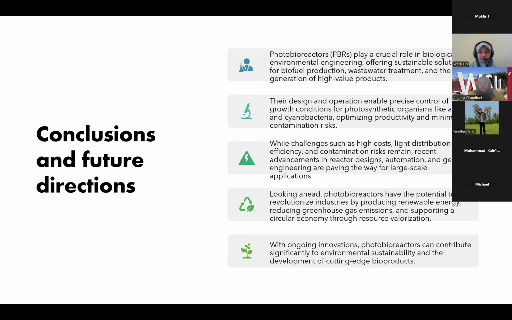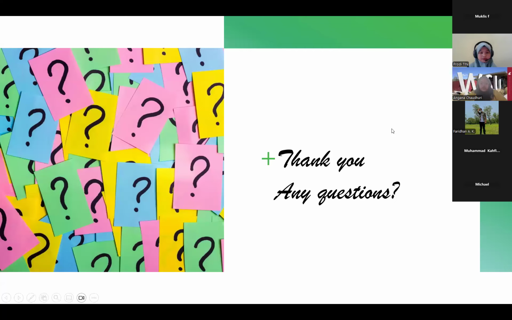Nowadays, with CRISPR-Cas and other genetic engineering pathways, you can design an algae which can suit your needs as well and produce more lipid oils or even do better for wastewater treatment. Now, looking ahead, photobioreactors have the potential to revolutionize the industries for producing renewable energy as well as reducing greenhouse gases. With these ongoing innovations, photobioreactors can contribute significantly to environmental sustainability, and also hence production of bioproducts. Thank you.